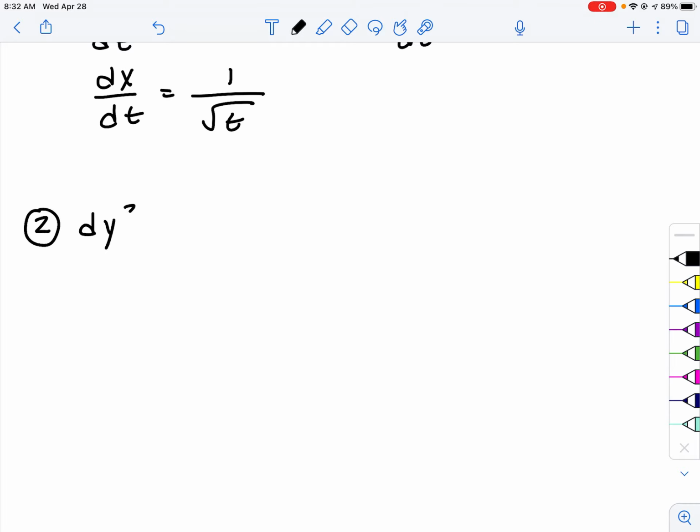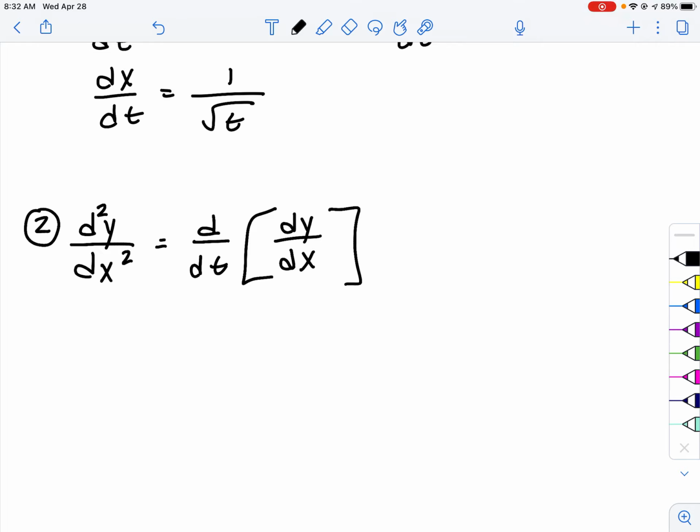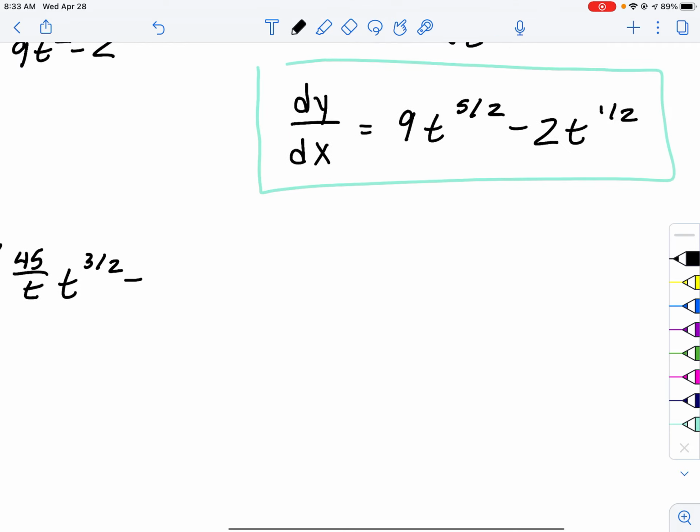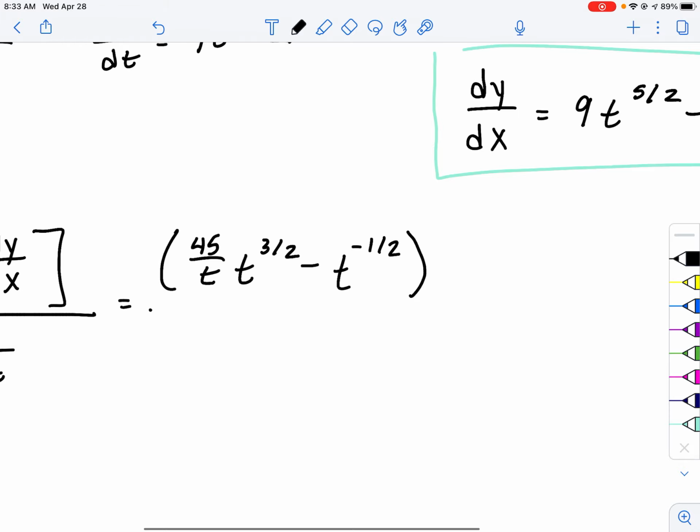And now if we want to find our second derivative, d squared y over dx squared, that's going to equal the derivative with respect to t of dy/dx, divided by dx/dt. That way we're still taking the derivative with respect to x of our first derivative. So let's see, our derivative with respect to t of the first derivative, using our power rule, is going to be 45 over 2 times t to the 3/2, minus, the 2 and the 1/2 are going to cancel out, t to the negative 1/2 here.